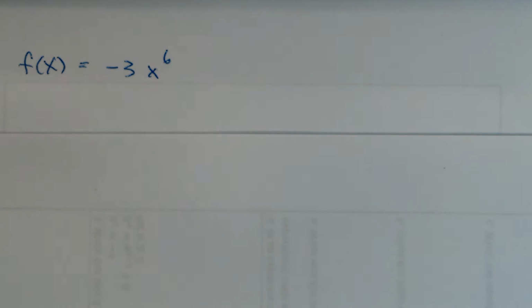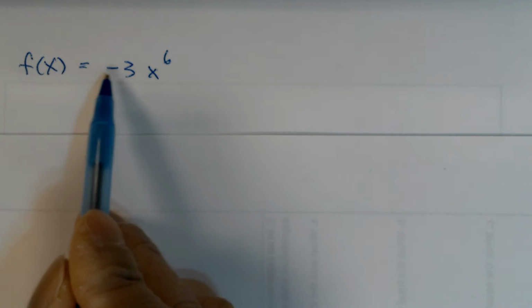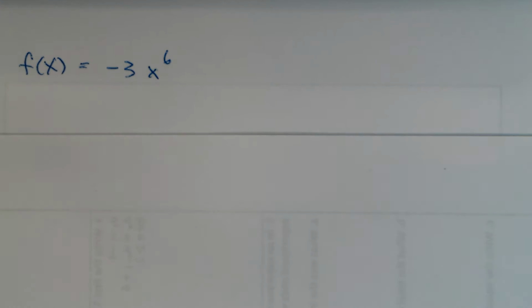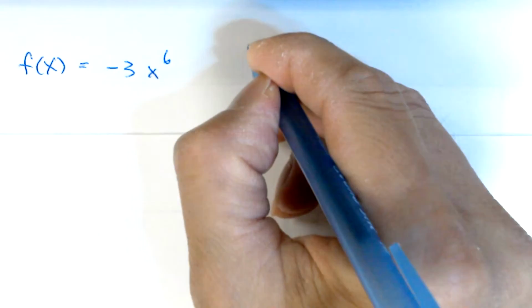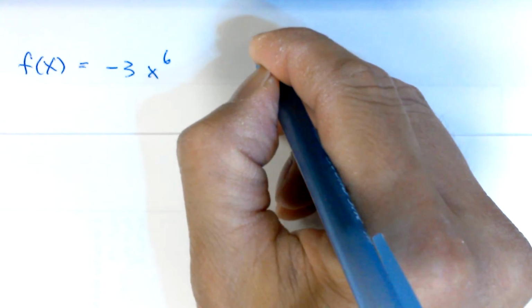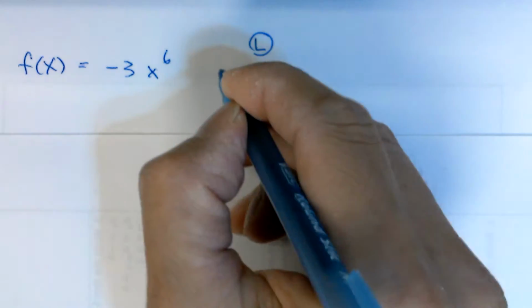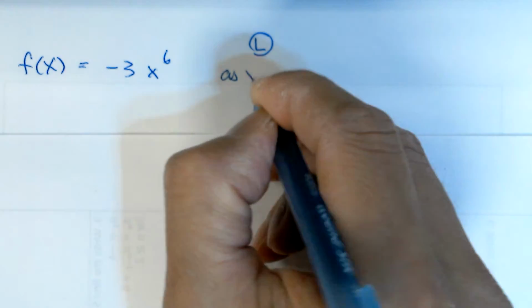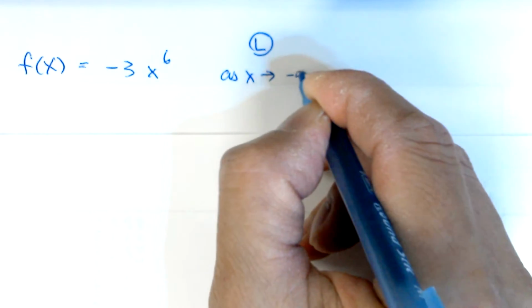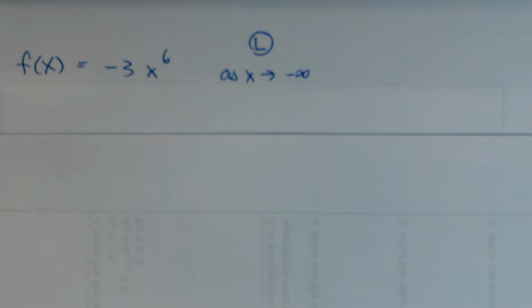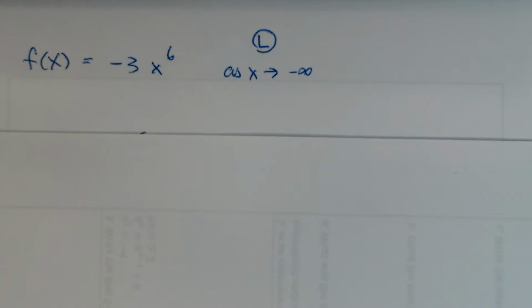Now we want to look at the end behavior of a polynomial function just by looking at its equation. So here we have f of x equals negative 3x to the sixth. To begin with, we'll take a look at the left-hand side of the graph, which means as x approaches negative infinity, we want to see what happens to the function.